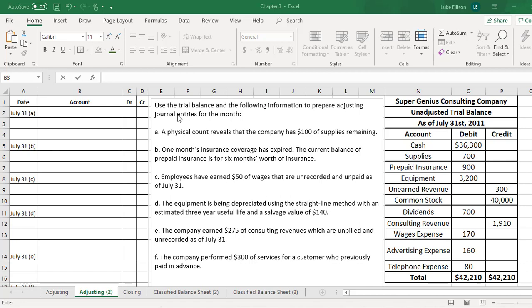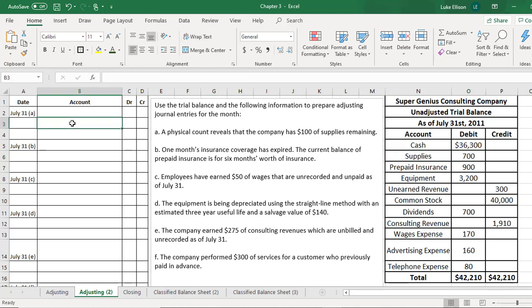So the problem says, use the trial balance and the following information to prepare adjusting journal entries for the month. Part A says a physical count reveals that the company has $100 of supplies remaining. So if we come over here, we'll see that the supplies account currently has a debit balance of $700. Now that's different from the $100 count that we have of the supplies. So what we're going to have to do is decrease the supplies account balance by $600, which is 700 minus 100, to get to the correct balance of $100. So that's going to require a credit to supplies for $600.